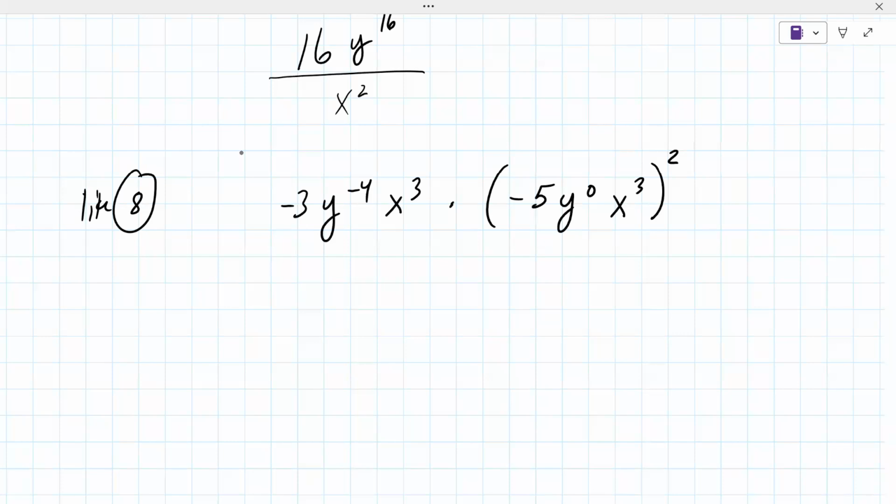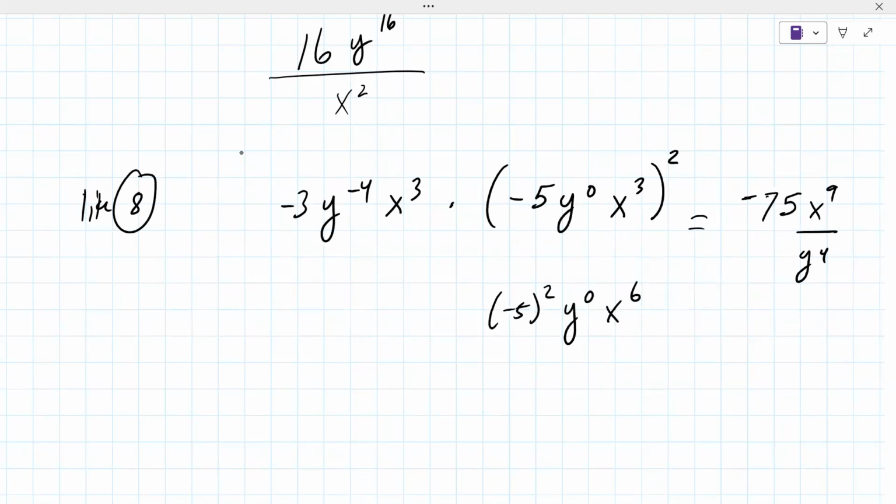Okay. I have 75 x to the 9th over y to the 4th. Would you be surprised to find that the final answer is actually negative 75? Okay, so it's negative 5 squared, y to the 0, x to the 6th.